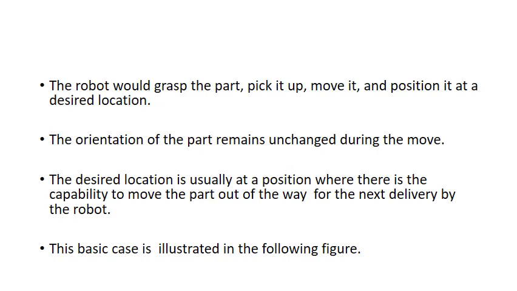The robot would grasp the part, pick it up, move it and position it at a desired location. The orientation of the part remains unchanged during the move. The desired location is usually at a position where there is the capability to move the part out of the way for the next delivery by the robot. This basic case is illustrated in the following figure.